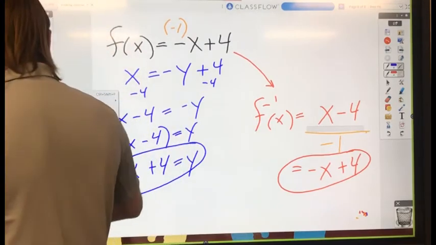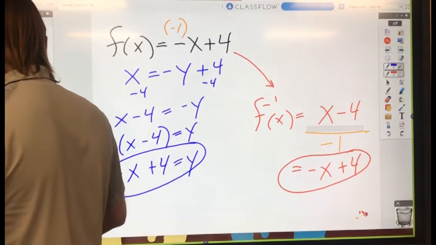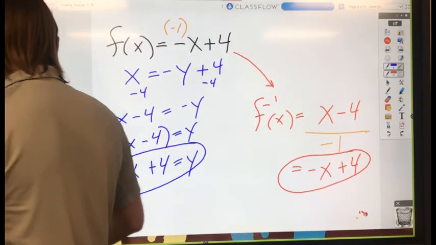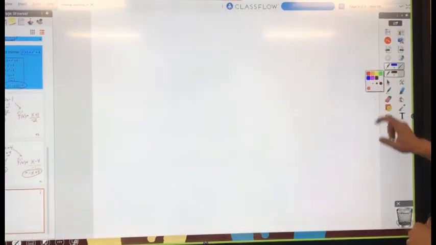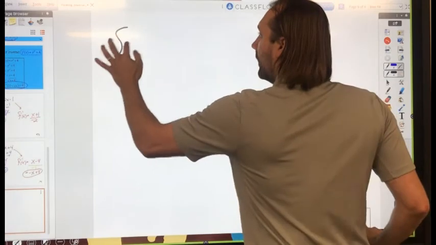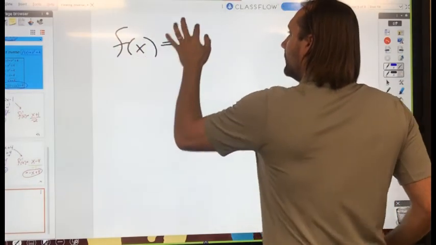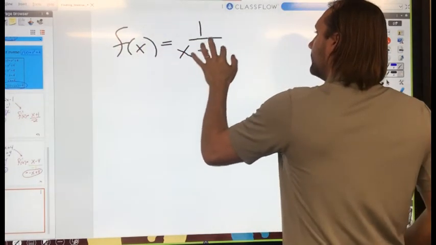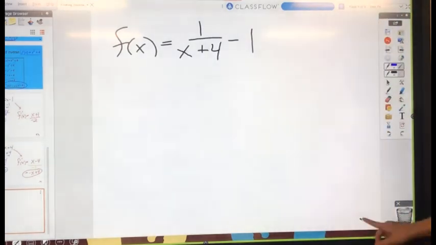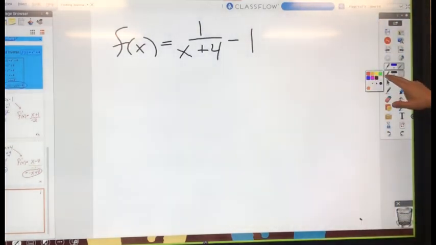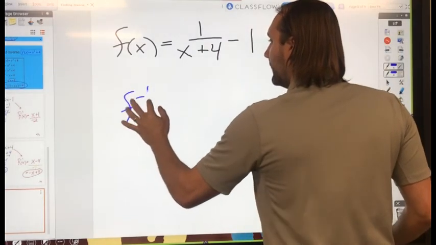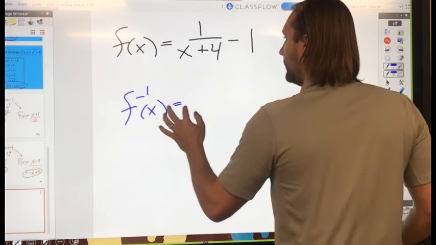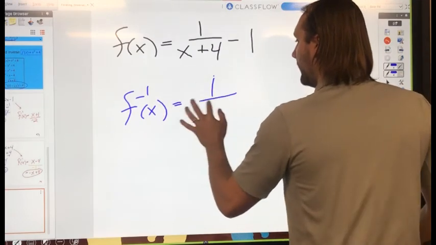I want to look at one more, something that may get you stumped on today's assignment, and that is rationals. Now, can you remember, what's the inverse of a rational? It's a rational. So f of x equals 1 over x.